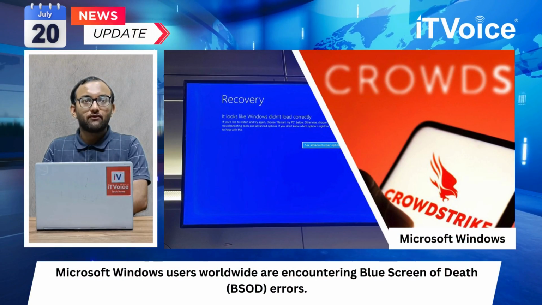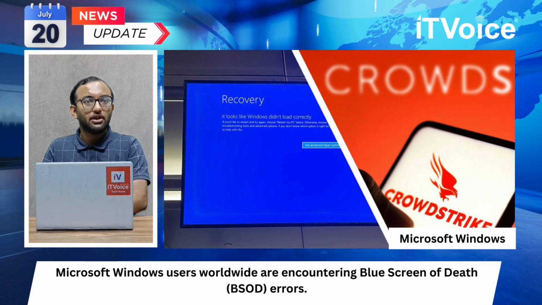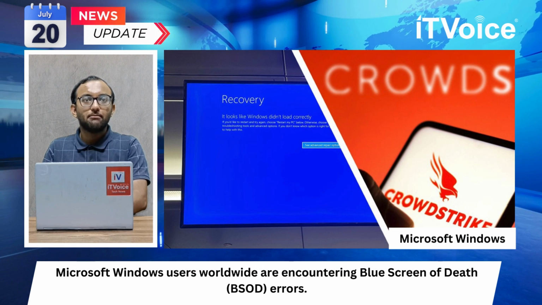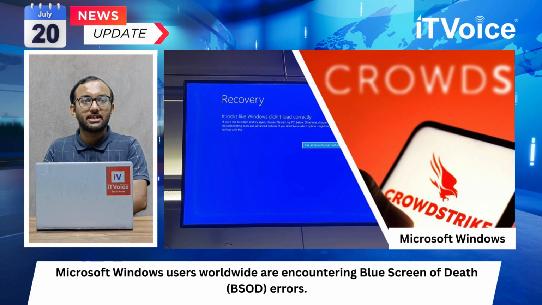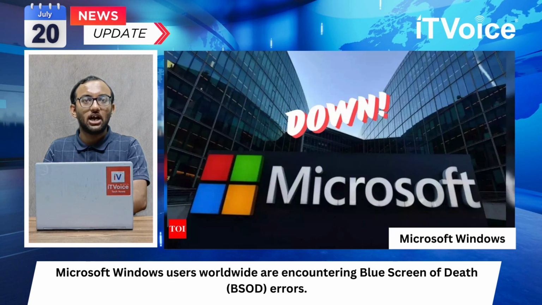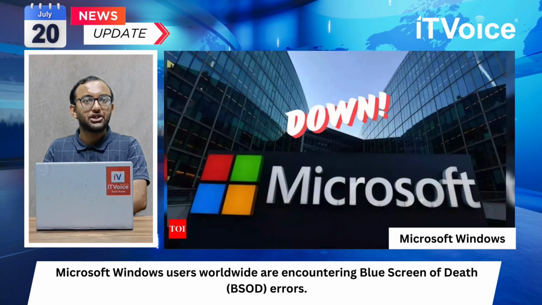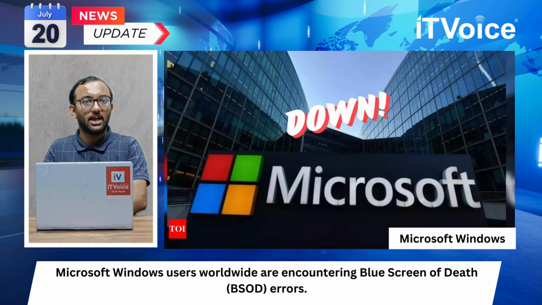Microsoft Windows users worldwide are encountering blue screen of death (BSOD) errors. Users are reporting issues on microblogging platform X, formerly Twitter. Users are experiencing BSOD with their laptops and PCs getting stuck in a restart loop. Many users have shared screenshots of the error message and expressed their frustrations online.